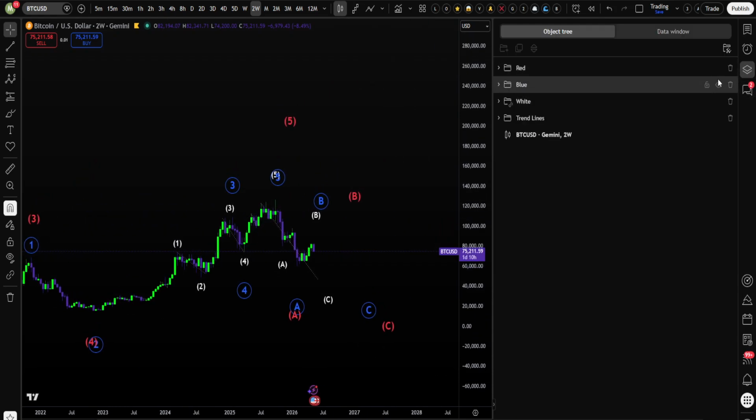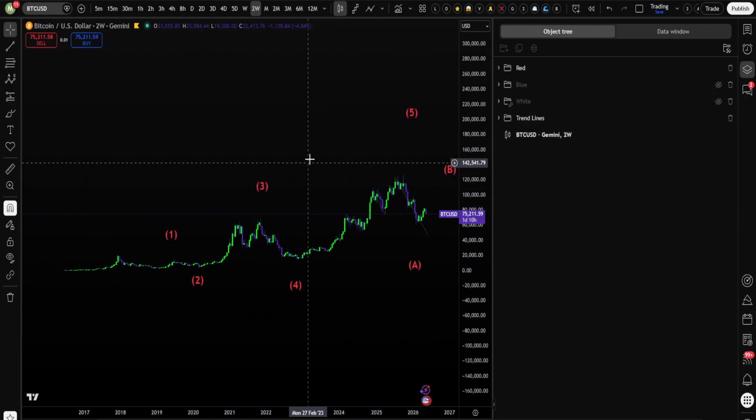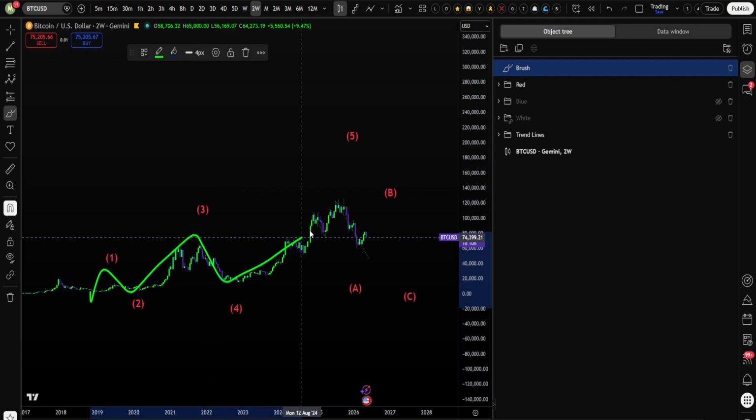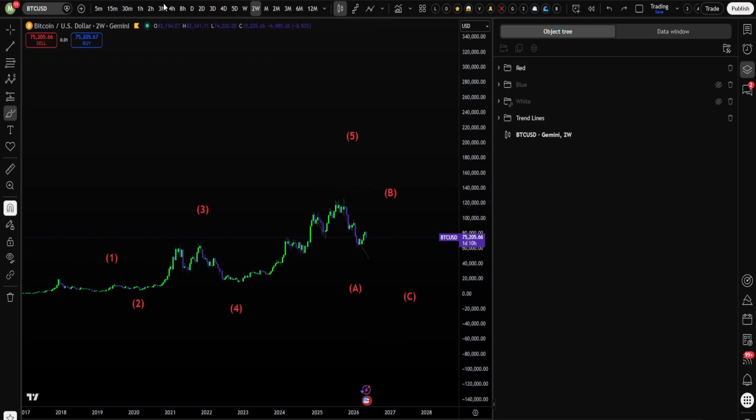So let me take off the blue, take off the white. Okay, so basically what we have here is a 1, 2, 3, 4, fifth wave to the upside, putting in the A, B, C to the downside. Exactly what I've been talking about in all the other videos on this chart right here. I believe we're putting it in right here, right now.